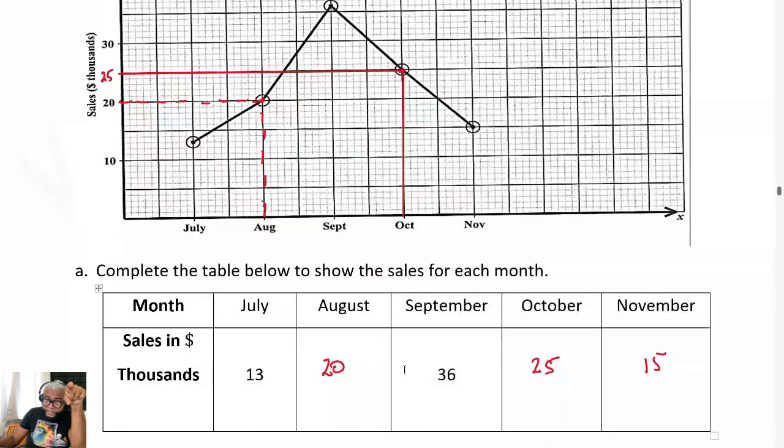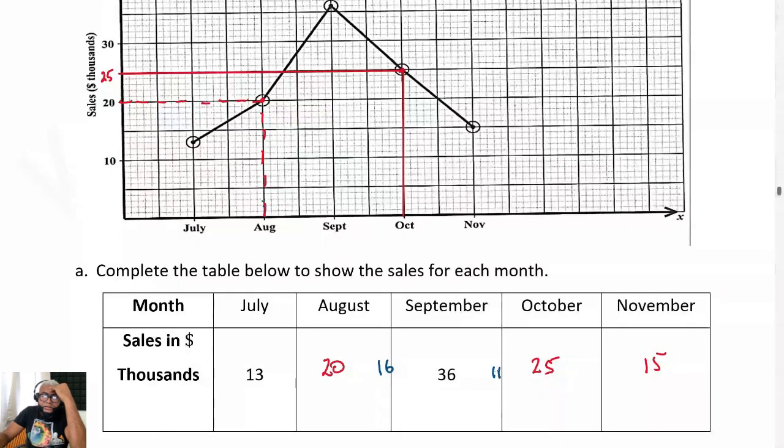And then you can also work it out. This is a $16,000 change, right? From 20 to 36. From September to October is how much? From 36 it went down to 25. From 36 to 25 will be what? 11,000. Actually, yeah, it is 11.